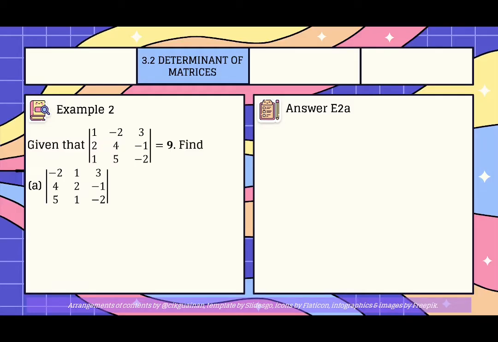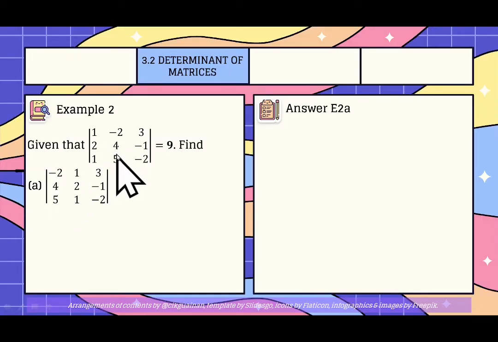Let's consider the second example. Given that the determinant of this 3 by 3 matrix is 9, find the determinant of the first matrix over here. If we look carefully, minus 2, 1, 3. Now, in the original matrix, we have minus 2, 4, 5 as the second column, but it has moved to the first column.